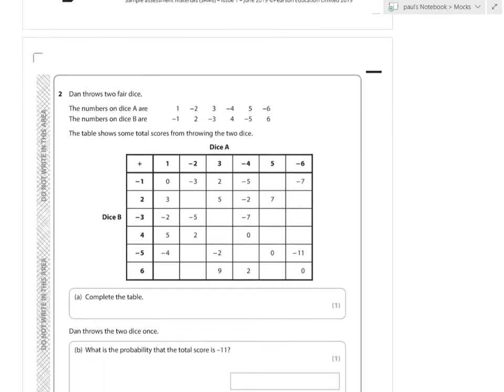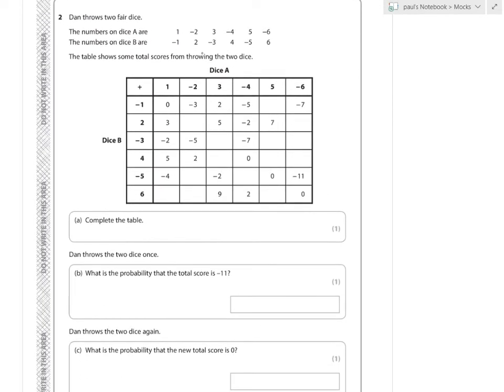Right, what are we doing now? Dan throws 2 fair dice. The numbers on the A dice are all this. The numbers on the B dice are all this. The table shows the total scores from throwing 2 dice. Complete the table. So 2 and minus 2 is 0.